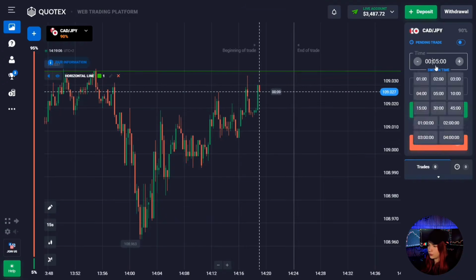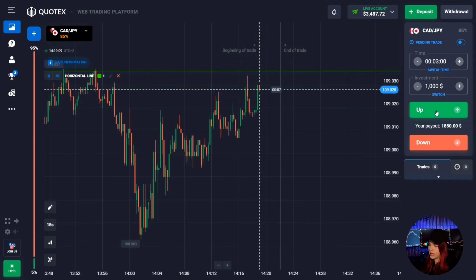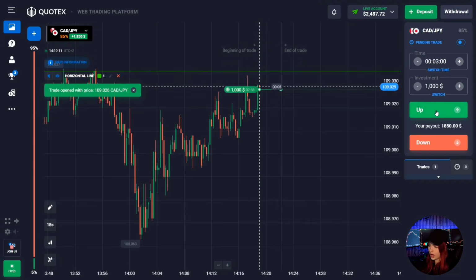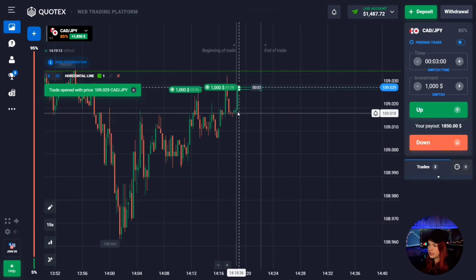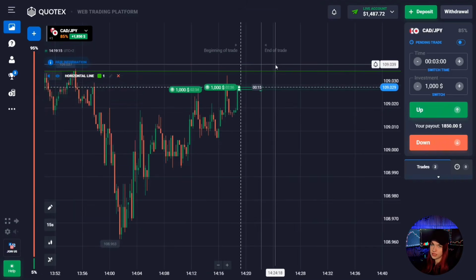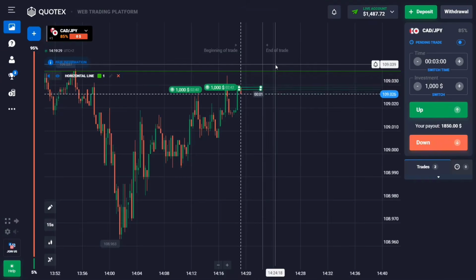So next deal I will open here, only this time we will enter for 3 minutes. Also, we will go up following the uptrend. It is likely that the price will continue to move upwards. It is also possible that this level will be broken. I hope that 3 minutes will be totally enough for us in this situation. And so guys, let's wait for the end of our deal.